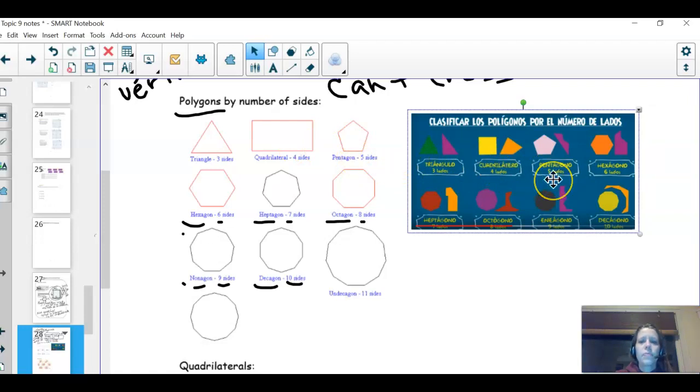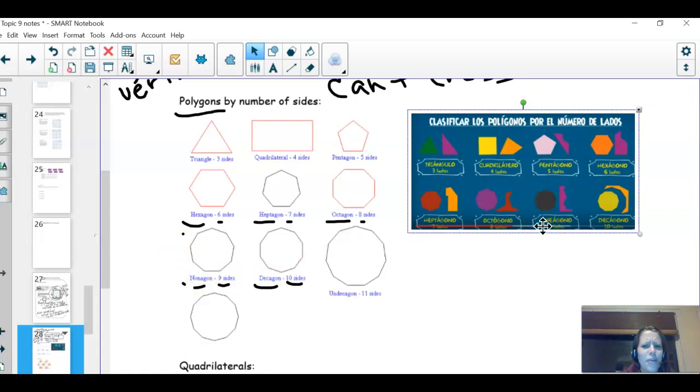Pentagon, pentagono. Hexagon, hexagono. Heptagon, heptagono. Octagon, octagono. Este es un poco diferente. This is a little different. So we've got nonagon, enneagono.